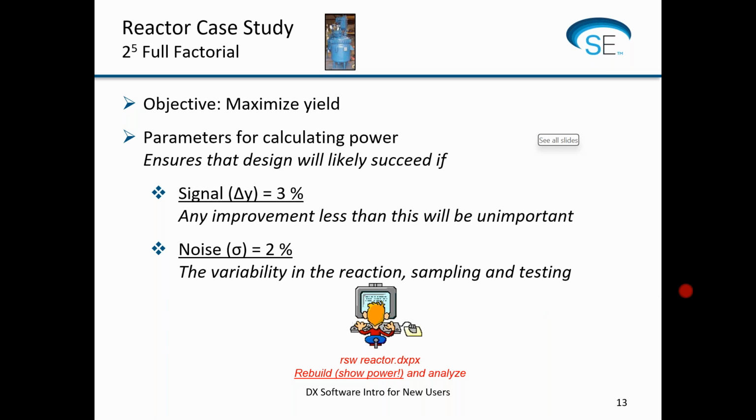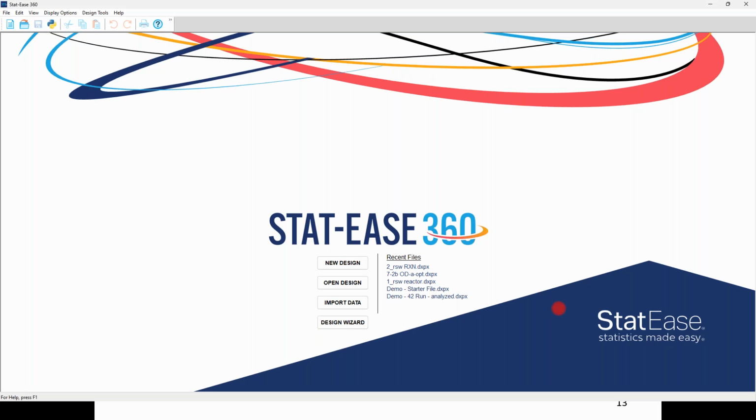And we'll see that in a moment. So let's go ahead and set this one up. So I have these 5 factors, and I want to create a design. So in the software, I'm going to use 360, the flagship product, but it's the same in Design-Expert.